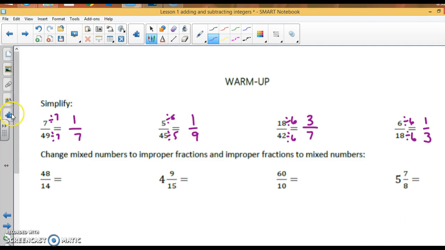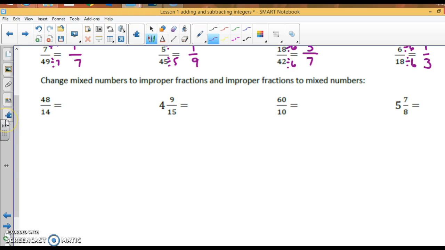Now, mixed to improper, or improper to mixed. 14 goes into 48 3 times. And if you do 14 times 3, you get 42. So my remainder is 6/14. But I need to reduce that. 3 and 3/7.